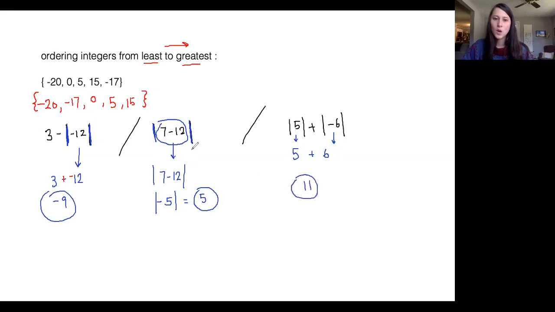So notice whatever's within the absolute value becomes positive, then you just work that out as a positive number. If you have a number that's not in the absolute value, then it stays the same. So if this were negative 3, this would still just be negative 3. Okay, just wanted to clarify that with you. Okay, so the answers, I guess you see, are negative 9, 5, and 11. Hopefully you got those.